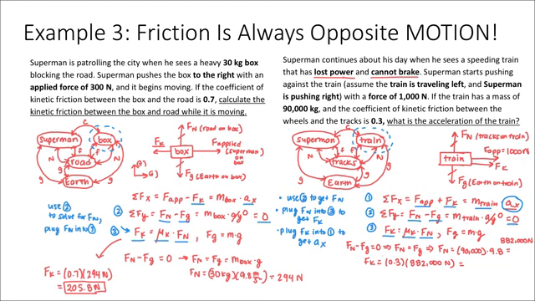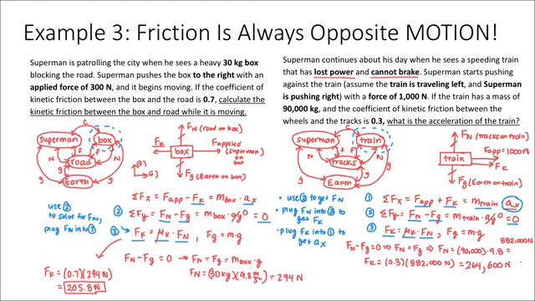Then, using equation 3, the force of kinetic friction is 0.3, the coefficient of kinetic friction, times the normal force, which is 882,000 newtons, which will give me a frictional force of 264,600 newtons. Okay, almost there, almost there.